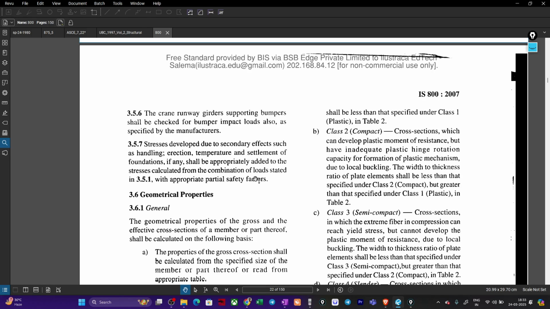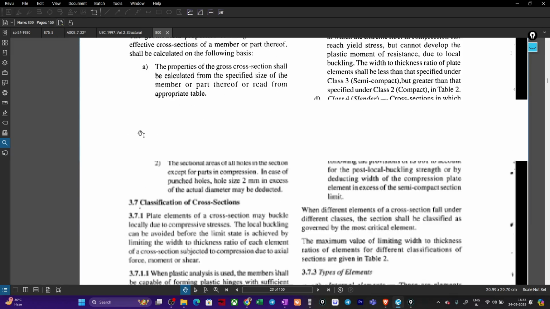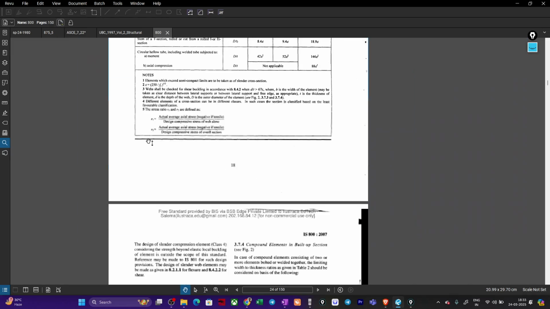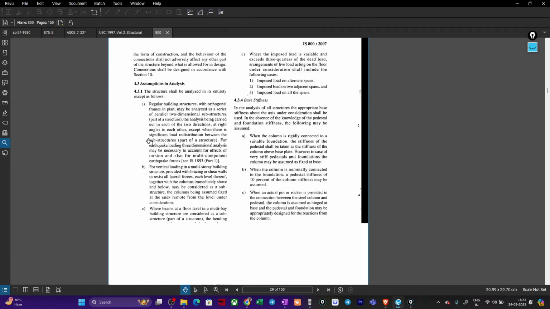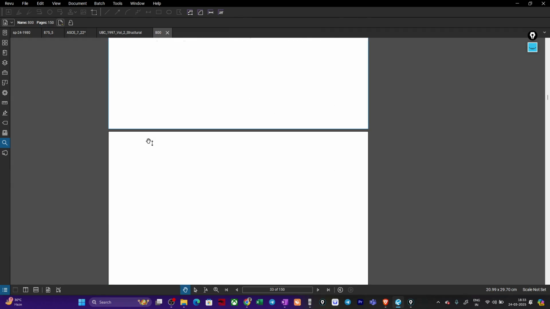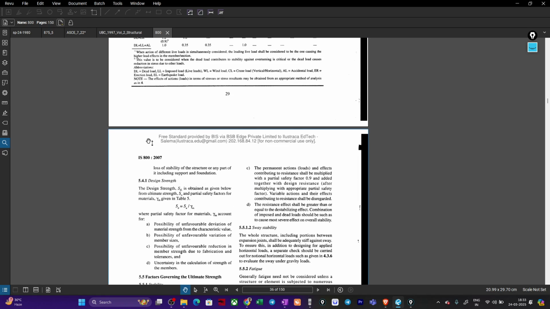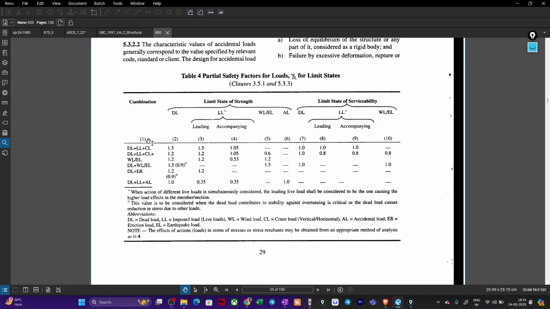No mention here. So there is table 4. If I just take you to table 4, I think here also you will see there is no such mention about any temperature loading, or partial safety factor for temperature loading. So these codes are not helping us.